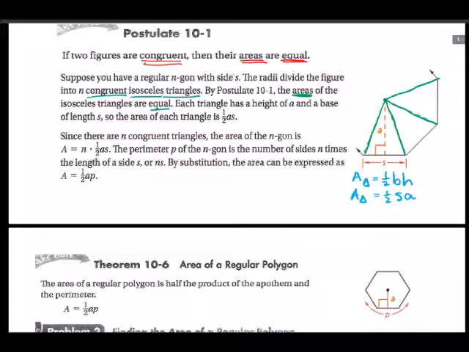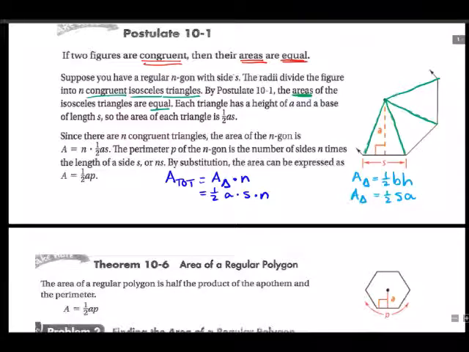How can we find the area of the entire polygon? Well, our area total is the area of one triangle times the number of triangles. That's just the number of sides that we have. So that's 1/2 times A times S times N. And I switched the order a little bit, but that's okay. It's multiplication. We can do that.